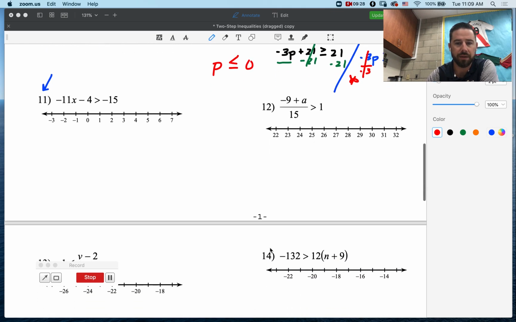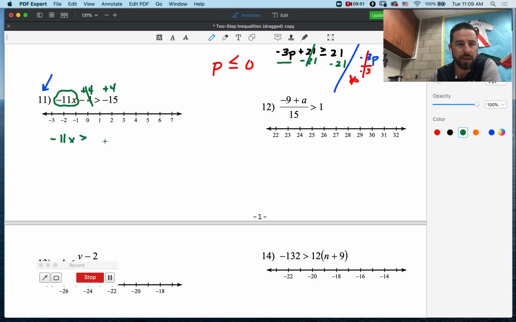Moving on to 11. We'll probably be done after 11. Okay, 11, this guy right here, we need him by himself. So we're going to add 4. We're going to add 4, cancel. We have negative 11x, that sign. And then what do we get there? I think we get negative 11.